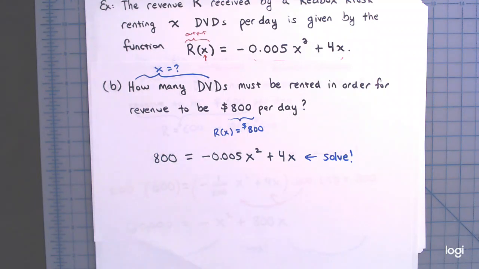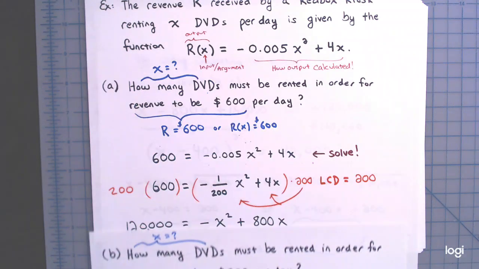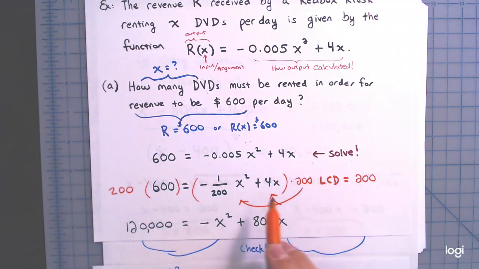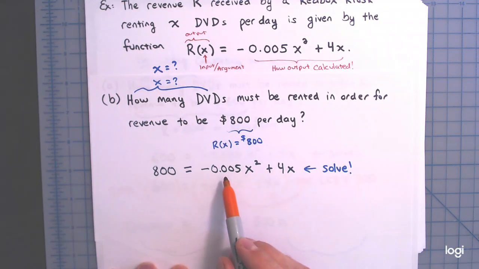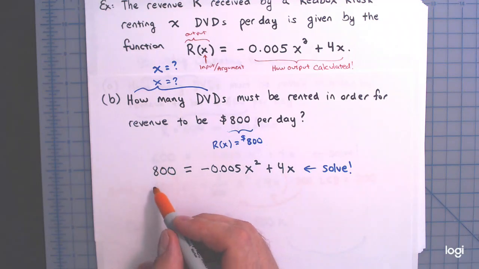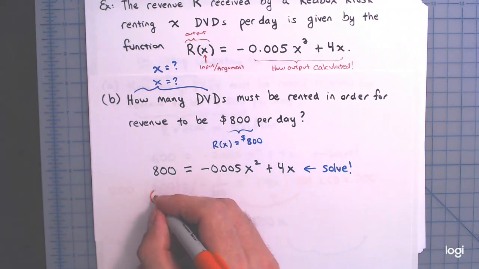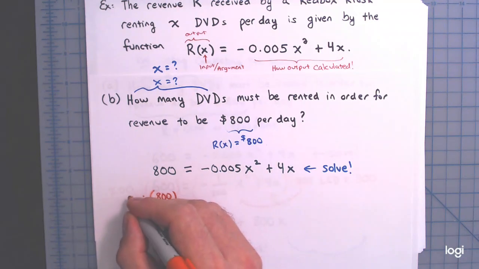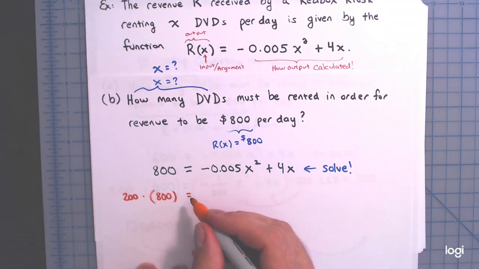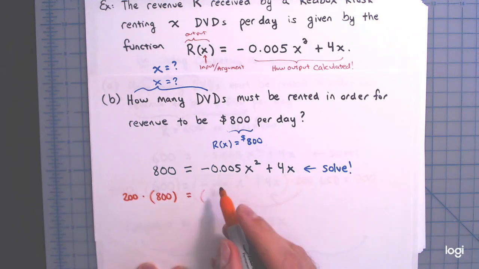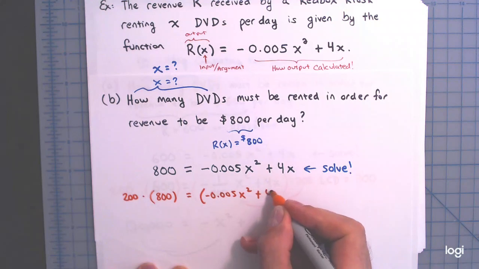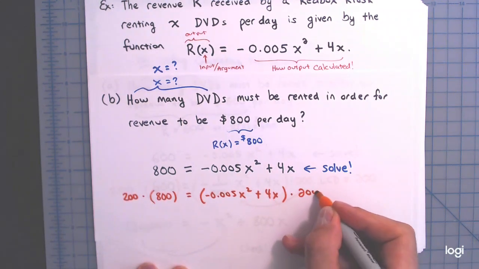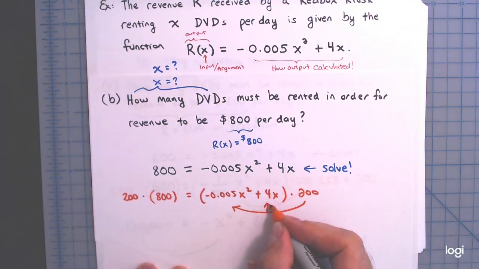Alright, well, just like last one, right? Remember the last equation, I multiplied both sides by 200 in the beginning because this negative 0.005, this is negative 1/200th. So I'm going to do the same thing here. Right, I'm going to multiply both sides. So I'm going to take the 800, I'm going to multiply it by 200, and same thing on the other side. This whole side, the negative 0.005 x squared plus 4x, multiply that by 200 as well. So I mean there are multiple terms, so you're going to have to distribute.